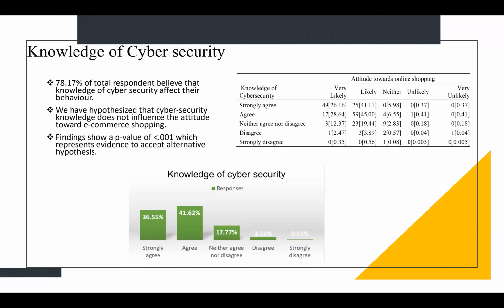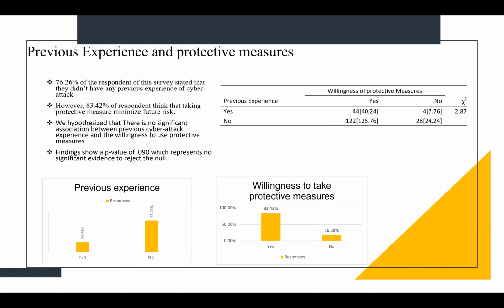And basically the finding shows a p-value of less than 0.001, which represents evidence to accept the alternative hypothesis. So basically, cybersecurity knowledge is important. People who have better cybersecurity knowledge purchase more, based on the survey that we conducted.